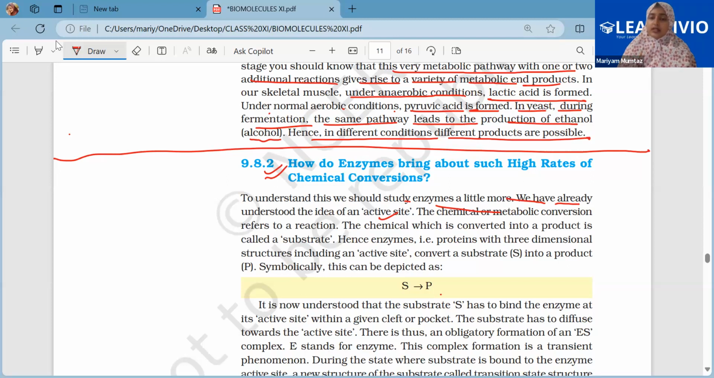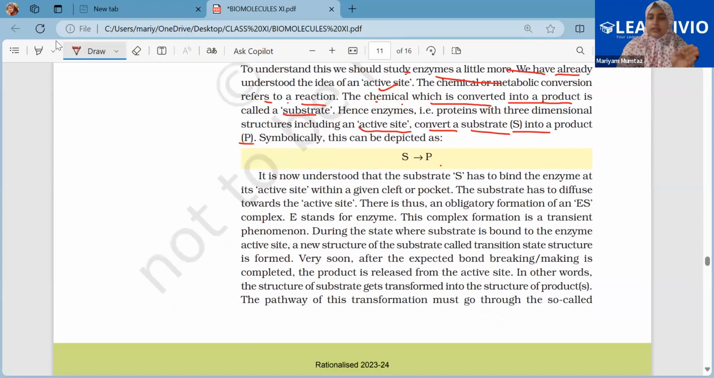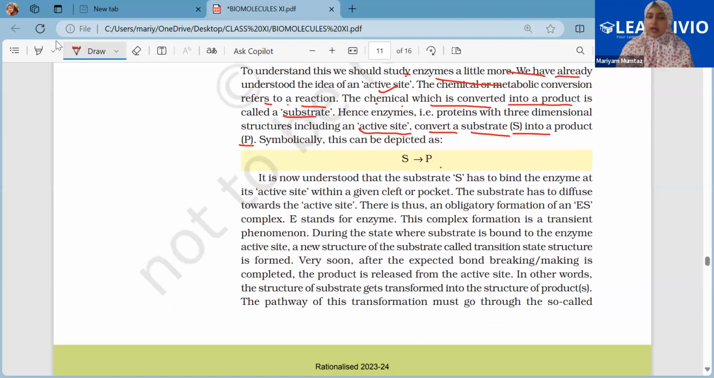Now, the chemical or metabolic conversion refers to a reaction. The chemical which is converted into a product is the substrate. Hence, enzymes, that is proteins with 3D structures, have an active site, and convert a substance or a substrate into a product P. Symbolically, it can be depicted as S is getting converted into P. And what is P? P is the product.